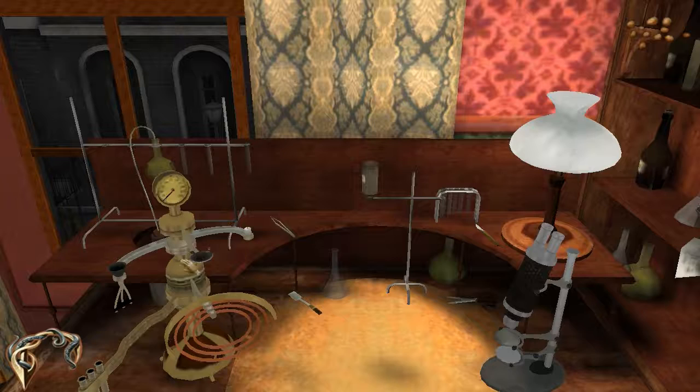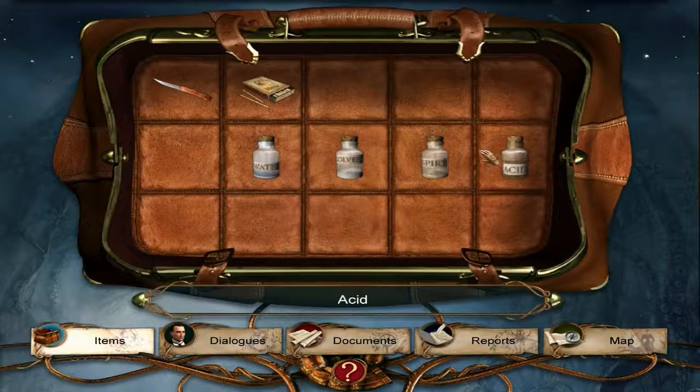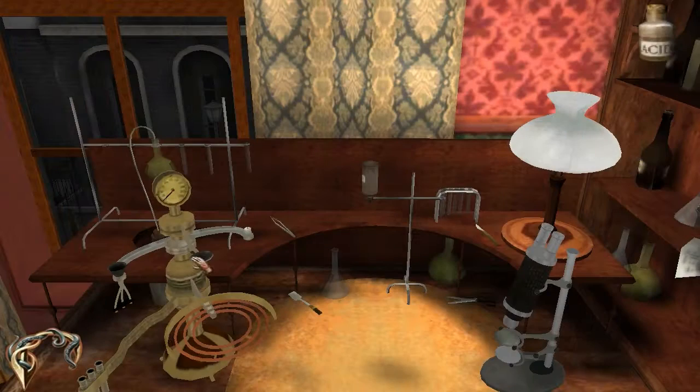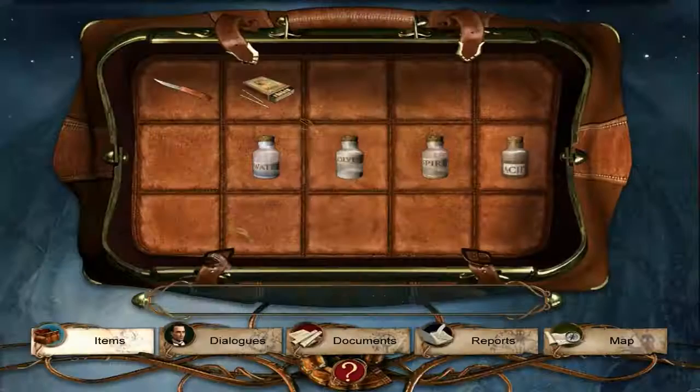Okay, so I take these and... Let's see if I can obtain a reaction. Yep. Acid. Hooray! Perhaps if I apply heat? Patches.